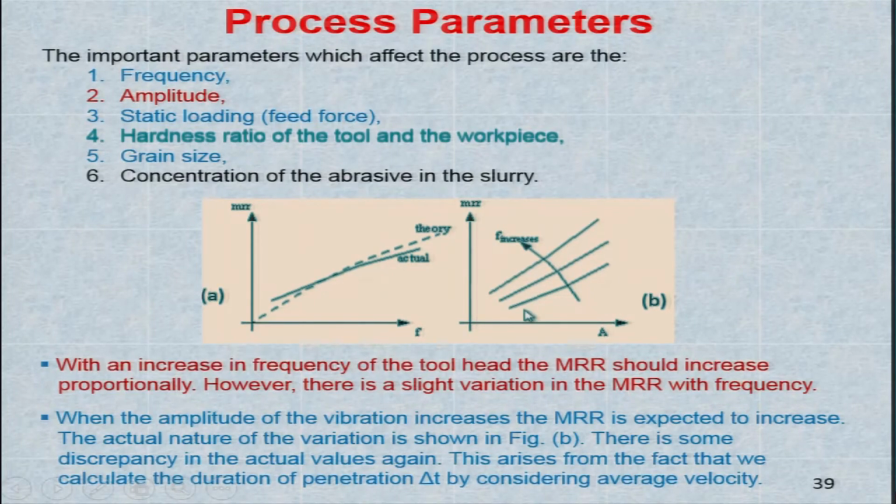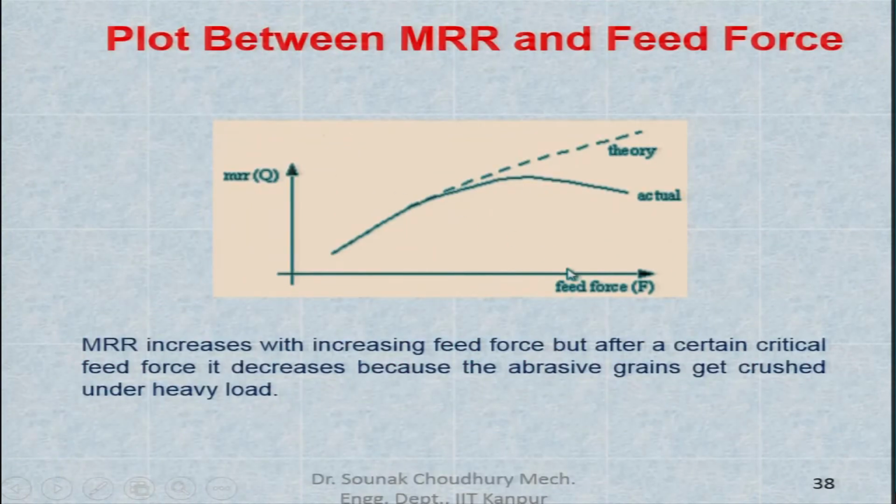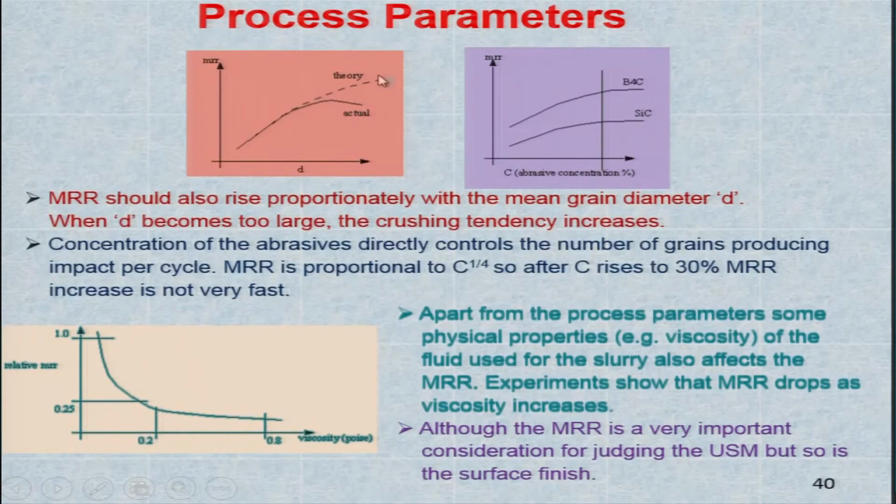That is why it is actually not a straight line, but it has a very small inclination, and in some cases, for high frequency, it is not. For example, here it is almost a straight line, but here there is a discrepancy because the frequency is low. Now, this I have already explained: MRR should also rise proportionally with the mean grain diameter. And this is similar to the feed force and the MRR. The reason is the same, that they get crushed.